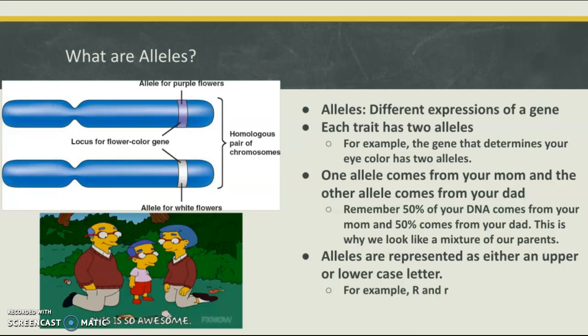For example, the gene that determines your eye color has two alleles. One allele comes from your mom and one comes from your dad, because remember, 50% of our DNA comes from our mom and 50% comes from our dad. If genes are made of DNA, that means half of those genes are coming from mom and half from dad. That's why we look like a mixture of our parents. Alleles are represented as either an uppercase or lowercase letter, for example, a capitalized R versus a lowercase r. We'll go into that a little more in depth very soon.